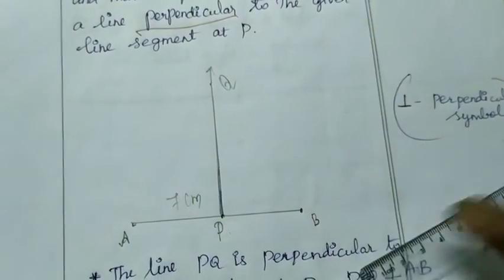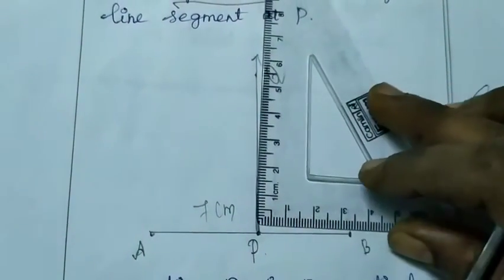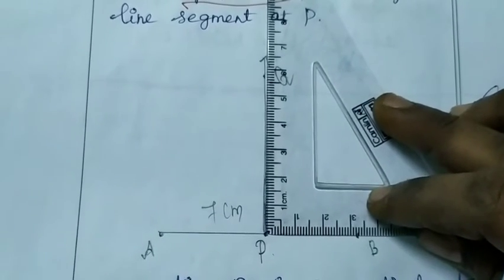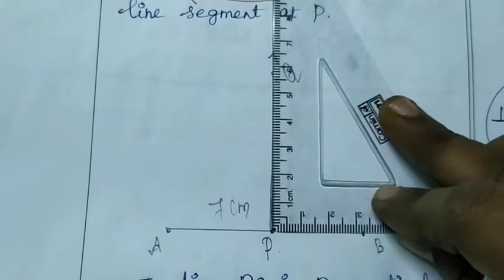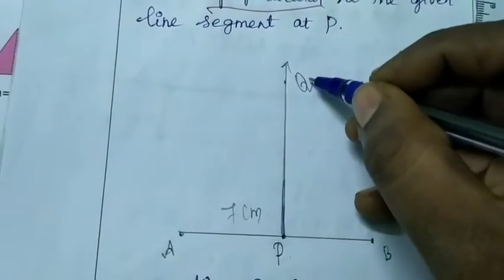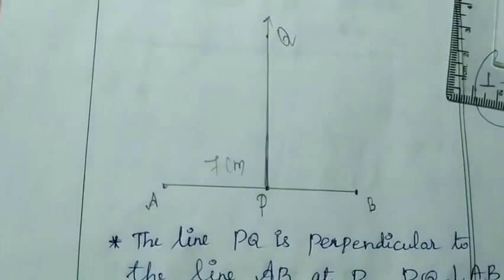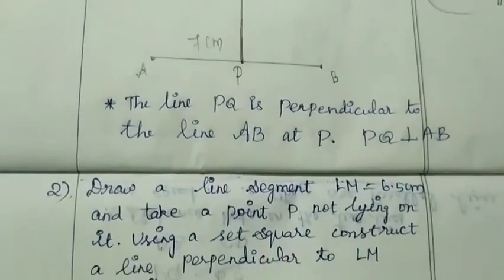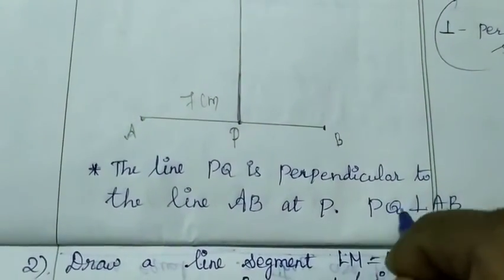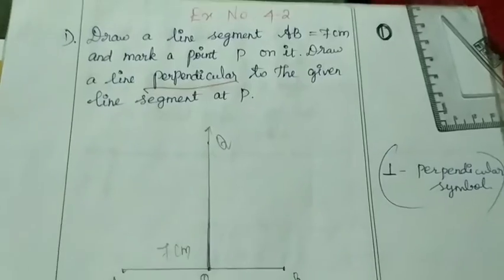Next I take the set square and keep it at the point P. Afterwards I take the pencil and draw a straight line, and I name it Q. So PQ is the perpendicular line for the given line AB. The line PQ is perpendicular to the line AB at P. Therefore PQ is perpendicular to AB. Can you understand this perpendicular line? Yes.